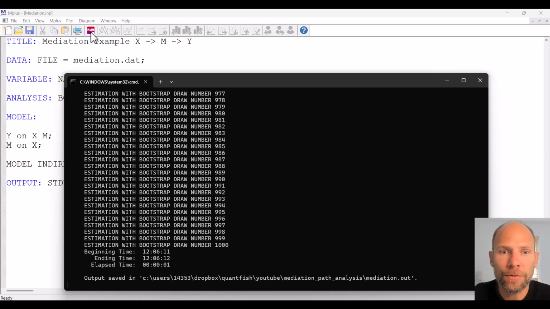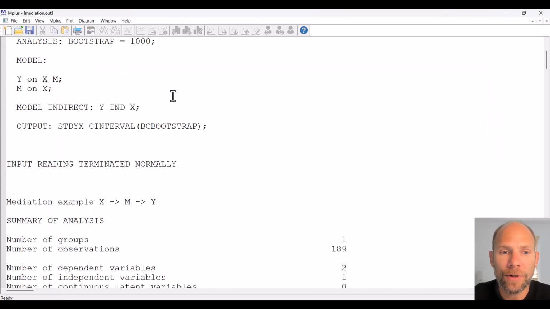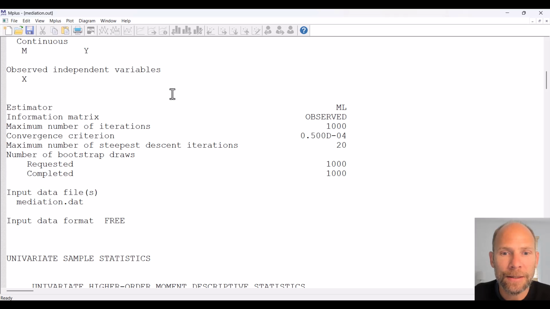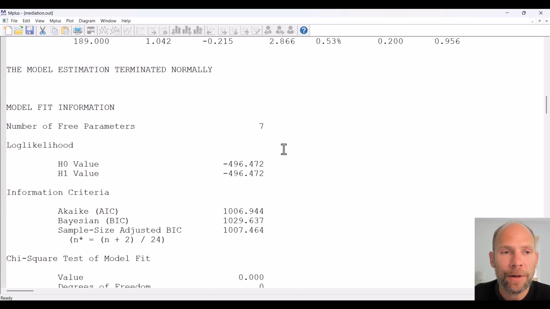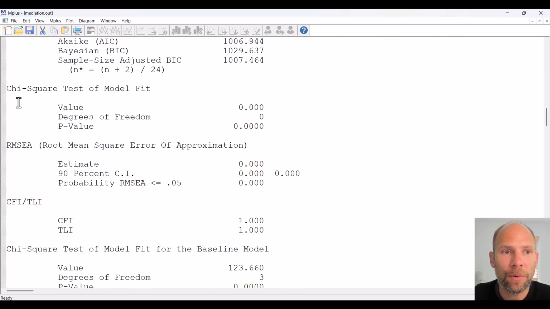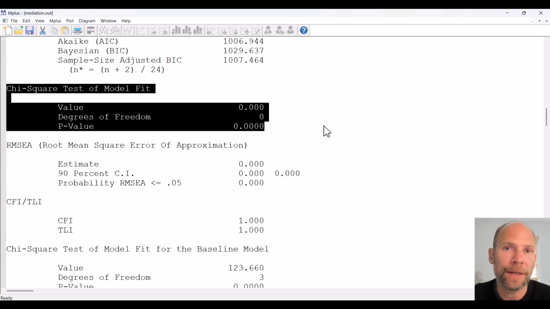You can see the bootstrap samples are drawn again, and again this worked just fine. When we scroll down, we can see that all 1000 requested bootstrap draws again were completed, so there was no problem there. And then when we go to the model fit section, we see now the model is saturated because we used up the only degree of freedom that we had in this path model to now estimate the third path as well between X and Y, and we had to do that because that model otherwise didn't fit. So here in this case we have to go with a saturated model.